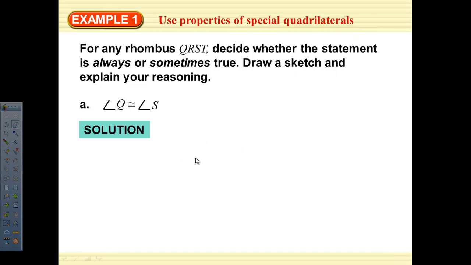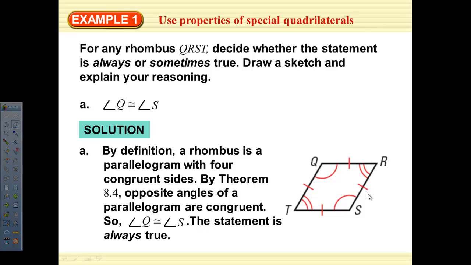So the sketch would look something like this if it was a rhombus, and we want to know if Q and S are congruent. Well, Q and S are opposite angles, and we know that opposite angles are congruent in a parallelogram. Since a rhombus is a special type of parallelogram, we can state that this is always true because every single rhombus has to have opposite angles congruent. So in this case, it would be always true.